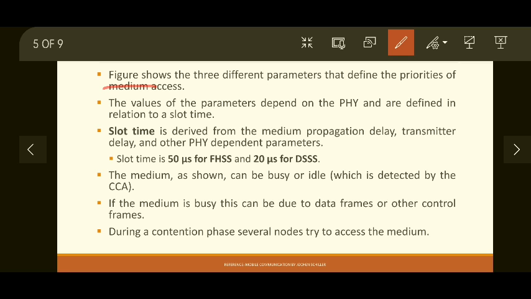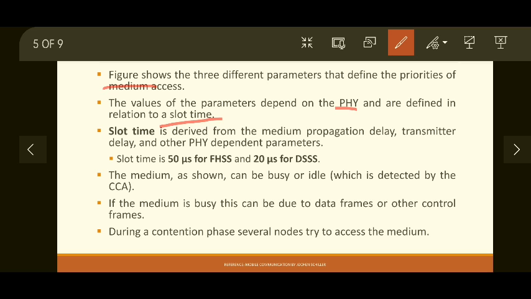Okay, which one will get the first access to the medium, which one will get the second access, and which one will get the last access to the medium. The values of these parameters are dependent on several different things, like the physical layer implemented, whether it is based on infrared, FHSS, or DSSS, plus the slot time that is employed by that physical layer.